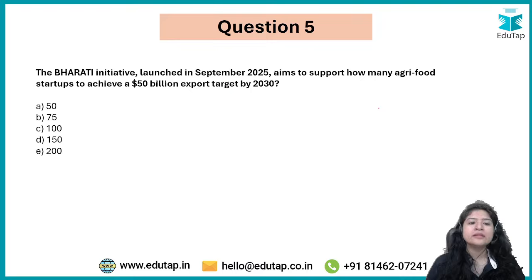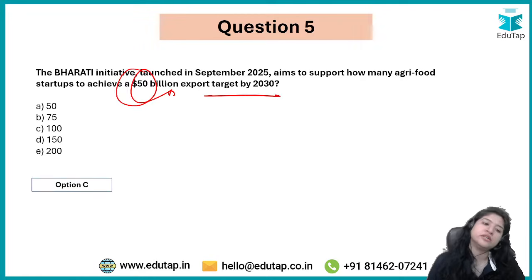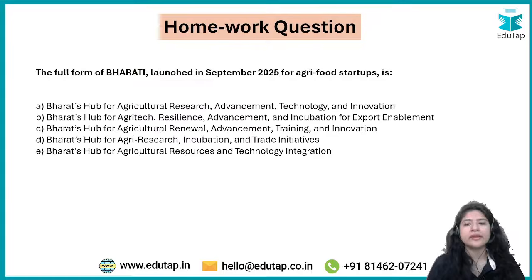Then, the Bharti initiative launched in September aims to support how many agri-food startups? How many will they support so that the $50 billion export target can be achieved by 2030? That was your 100 agri-food startups.